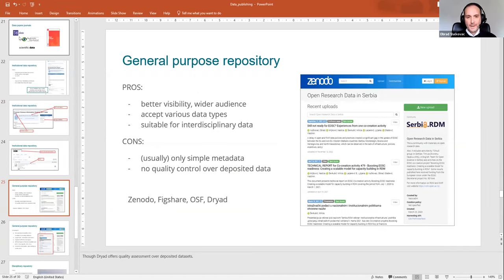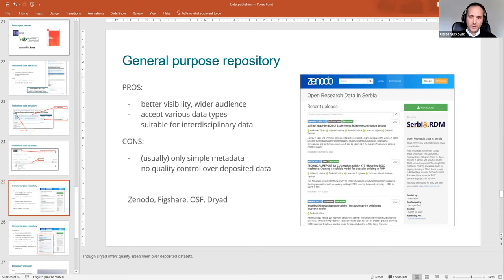Next thing are these general purpose repositories. What is good with them is they usually provide much better visibility because of the wider audience who are using them for finding data sets or for depositing their own data sets. So it can be a common place for most of the researchers. Good thing is also they accept various data types because they are a good platform for interdisciplinary sciences. So they usually make sure to suit their data formats for that need.